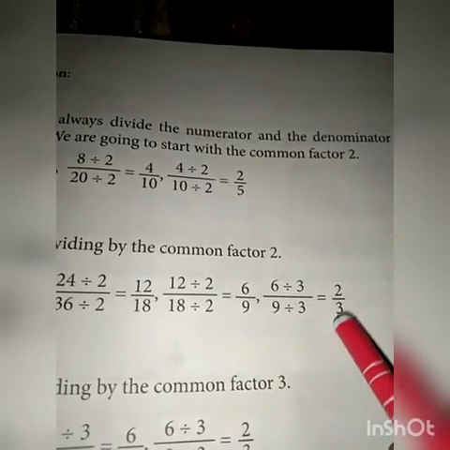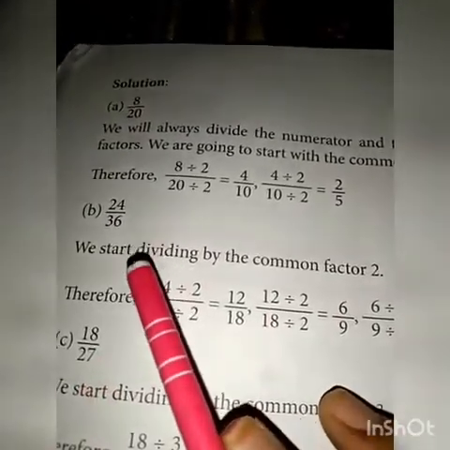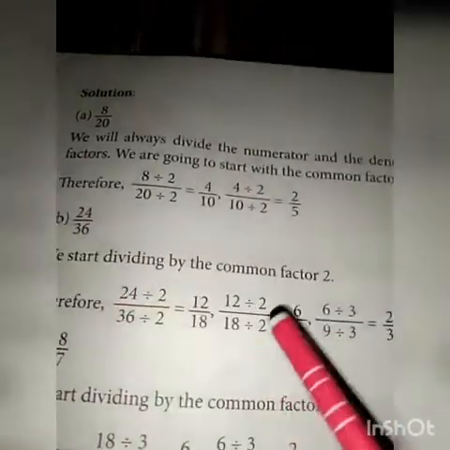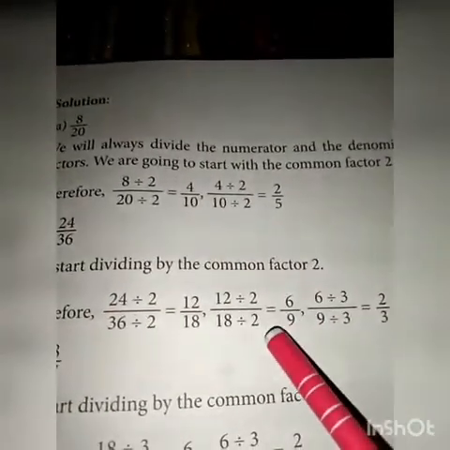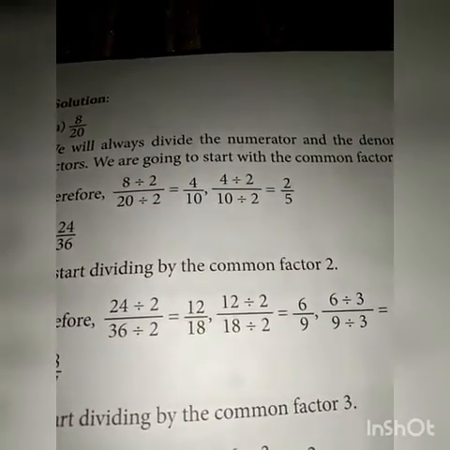Clear? Now the last term is 2 upon 3. We cannot divide 2 upon 3 by any factor. So this is the last and lowest term of 24 upon 36. This is how we reduce the fraction to its simplest or lowest term.